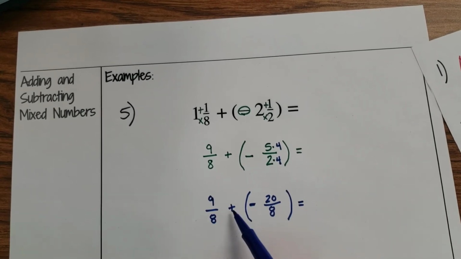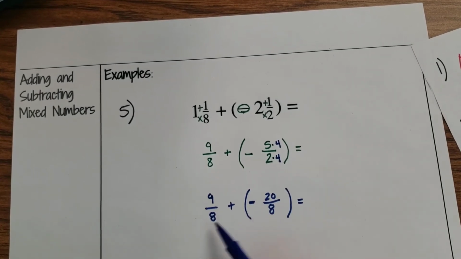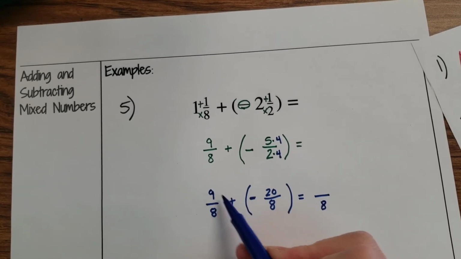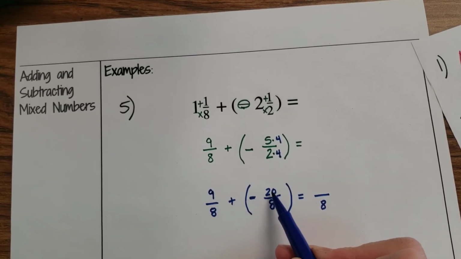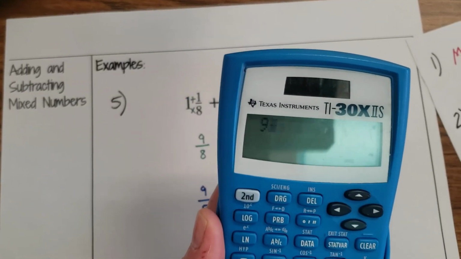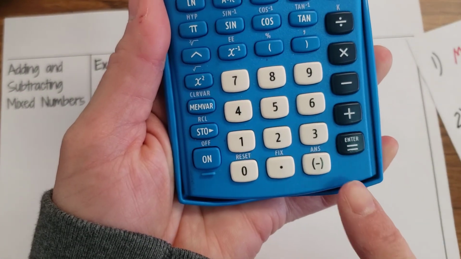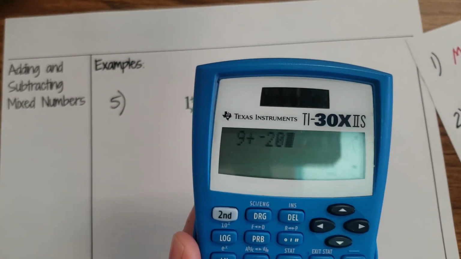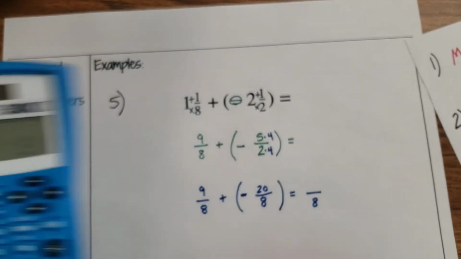We have 9 eighths plus negative 20 eighths. The denominator stays the same, eighths. Let's add the numerators. 9 plus negative 20. If you need a calculator for that, you can use a calculator. So if I have 9 plus, don't forget that down here you want to use your negative 20. Negative 11.